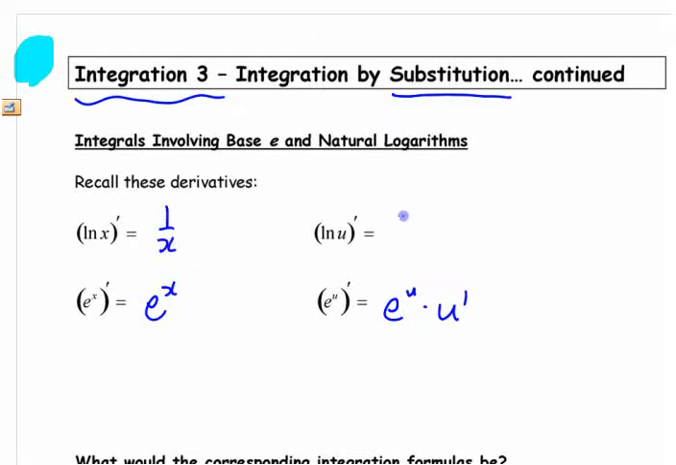1 over x. What's this? Or u prime over u. That's good.